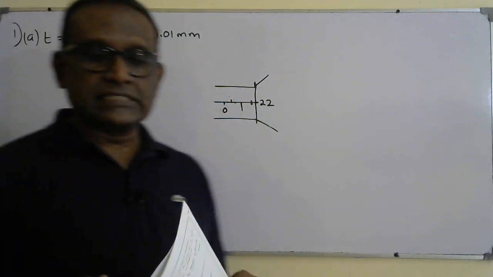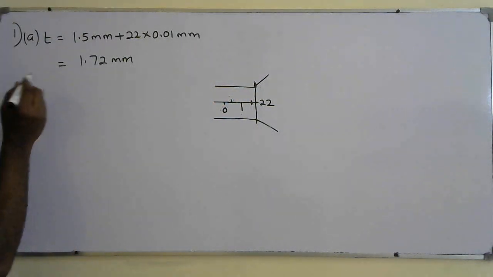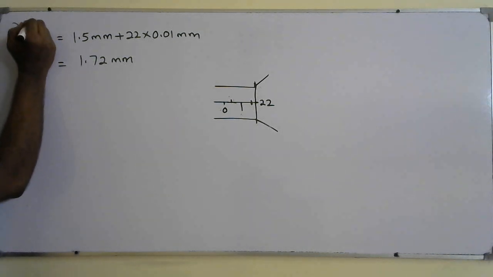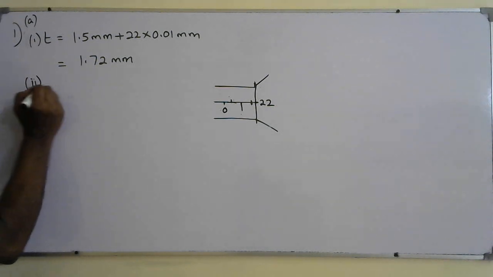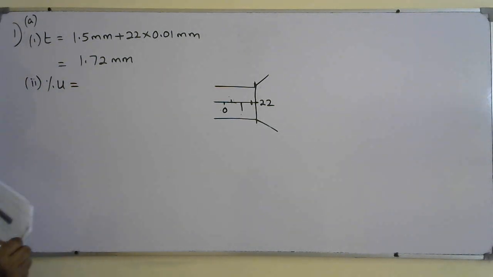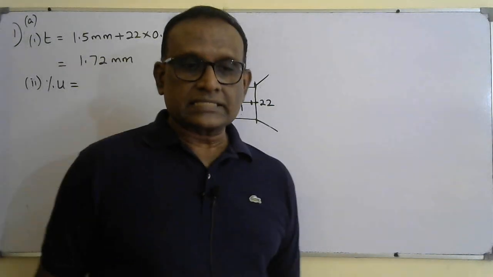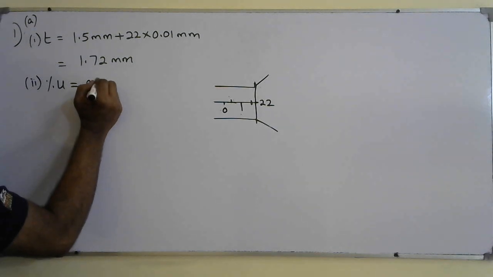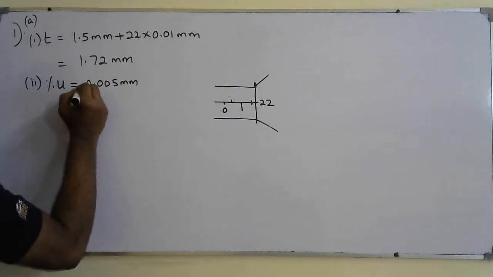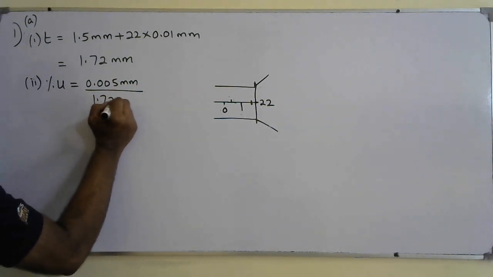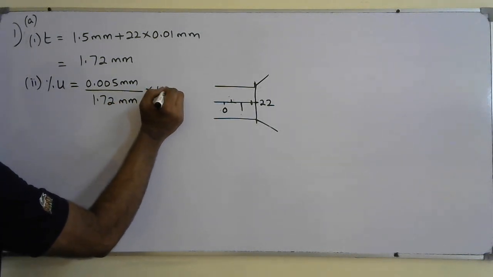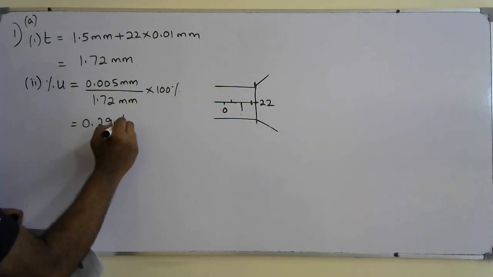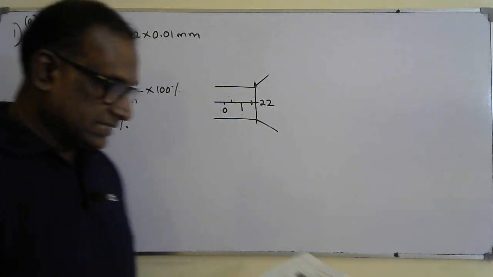You know, percentage uncertainty should be given in two significant figures. So what I calculated is the first part, first question, A part. Second part, percentage uncertainty is given by uncertainty. The micrometer screw gauge least count or resolution is 0.01, half of it, 0.005 millimeter, over the measurement, that is 1.72 millimeter, into 100%. So that will be 0.29 percent, given in two significant figures.